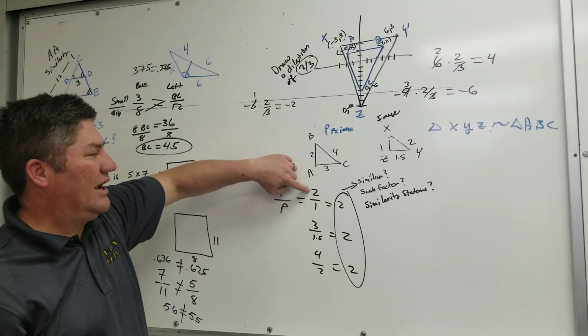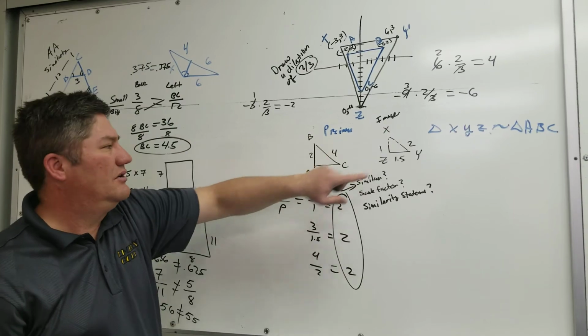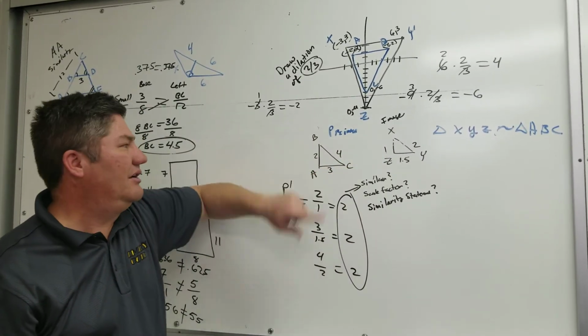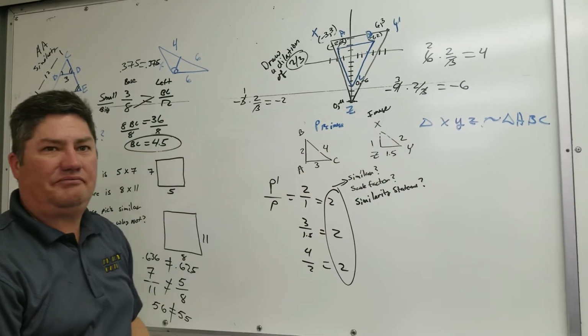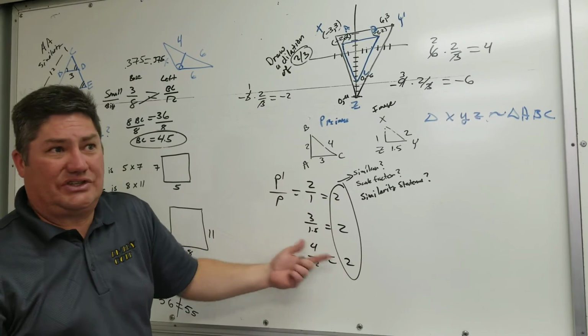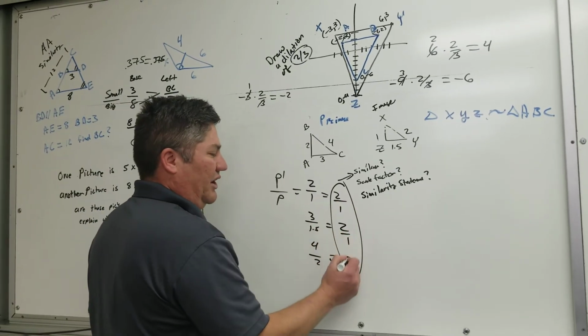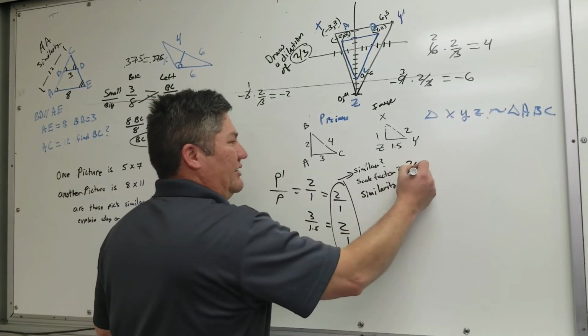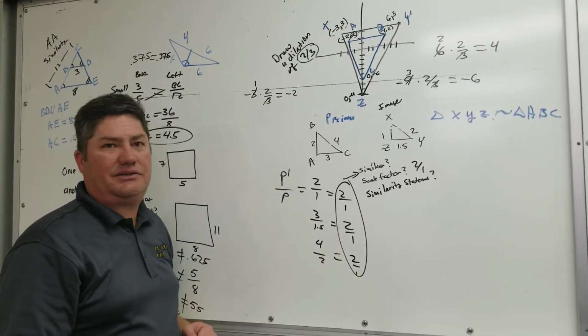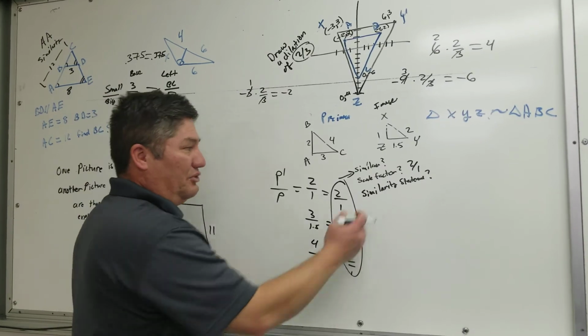Again, let me review that. I went small to small, small side to small side, medium side to medium side, large side to large side. Okay? What is the scale factor? Well, it's whatever this reduced value is that's the same on every one of them. It's 2 over 1. So the scale factor is 2 over 1. It's whatever the reduced value is on every one of these, which is what we have. Write a similarity statement.